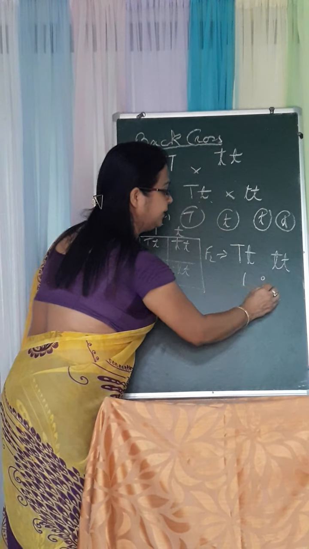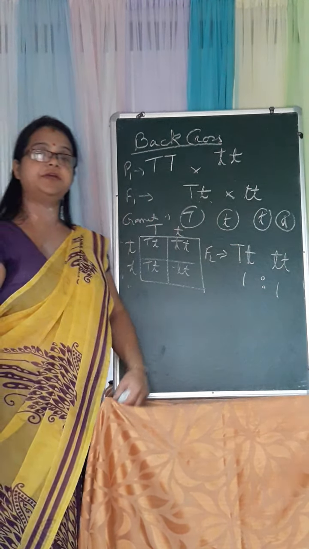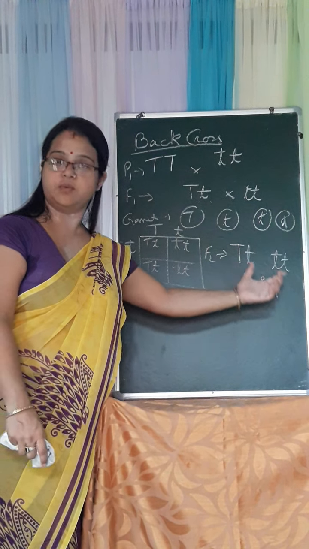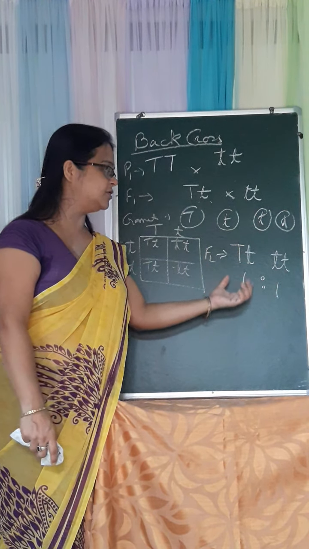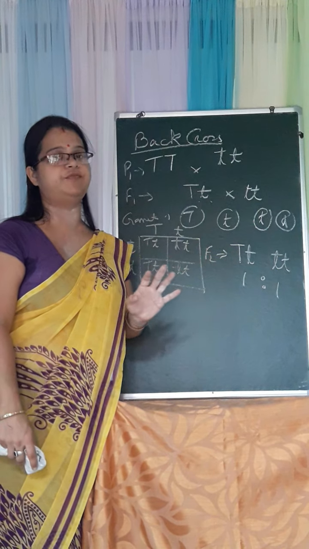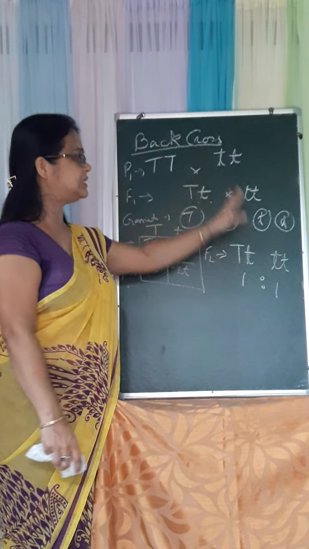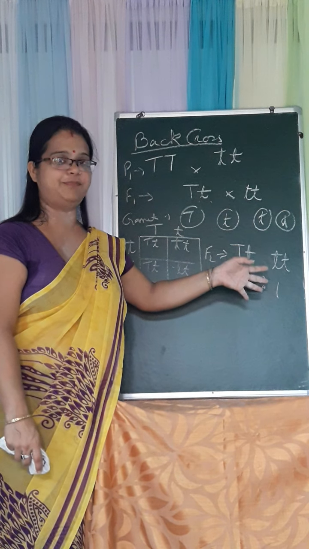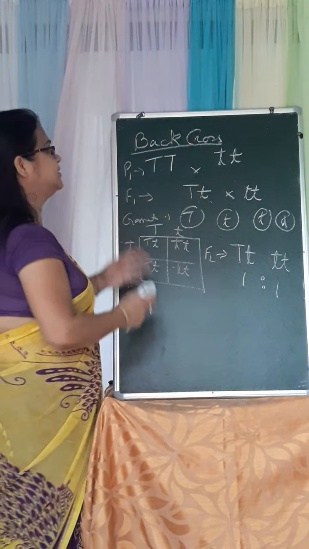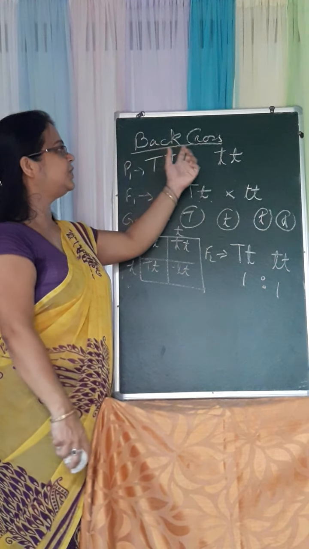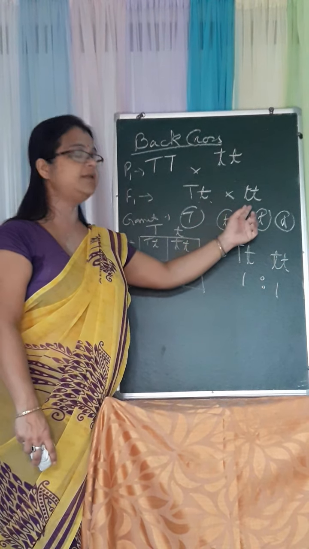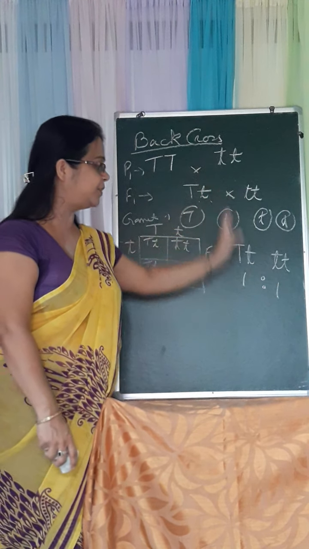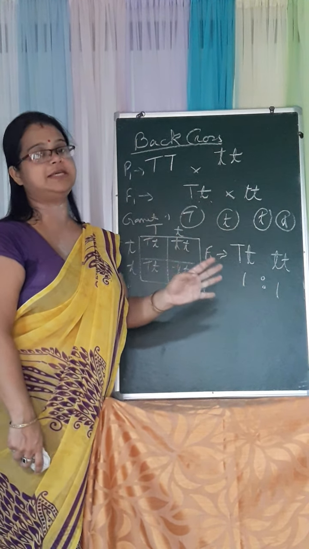Now see, here the phenotypic and genotypic ratio is 1:1. That means phenotypically we are getting one tall and one dwarf plant, and genotypically also we are getting one hybrid and one pure dwarf plant. Got it? So this is the test cross. This is back cross with the recessive parent. Now when we cross F1 with the recessive parent, then this particular cross is also known as test cross.